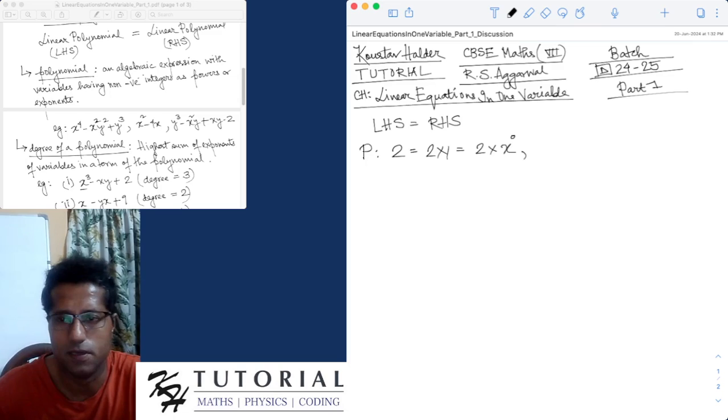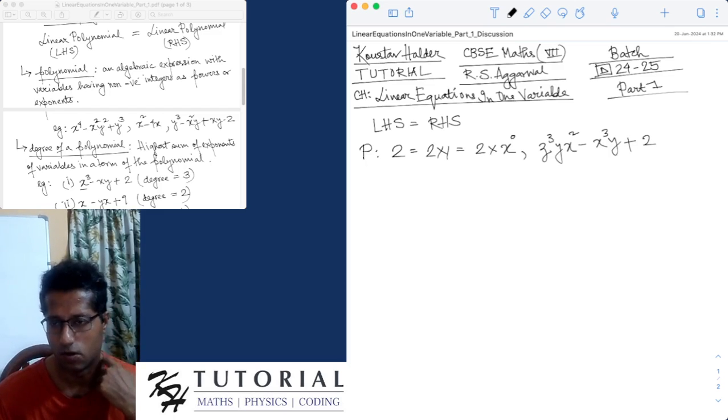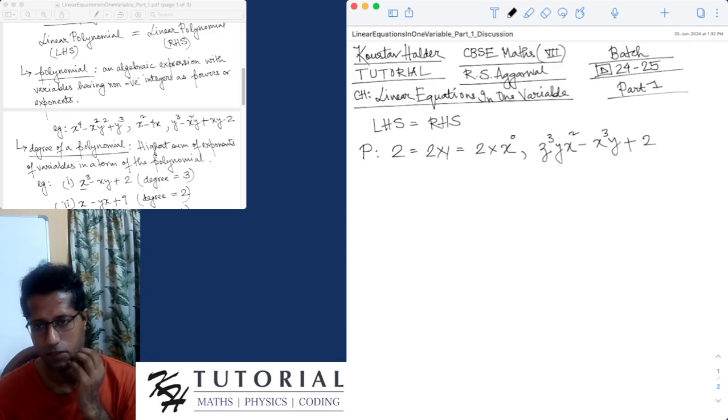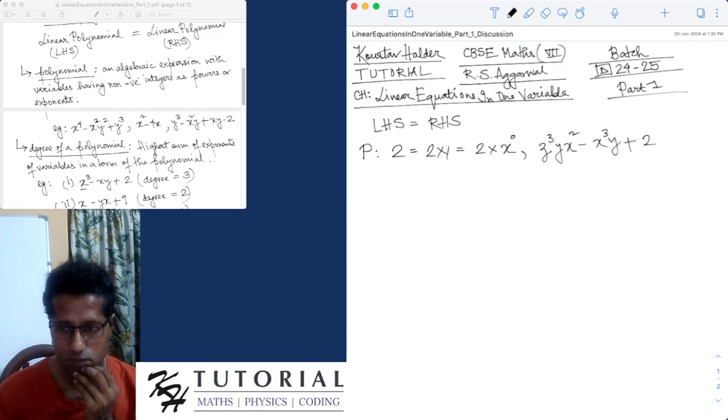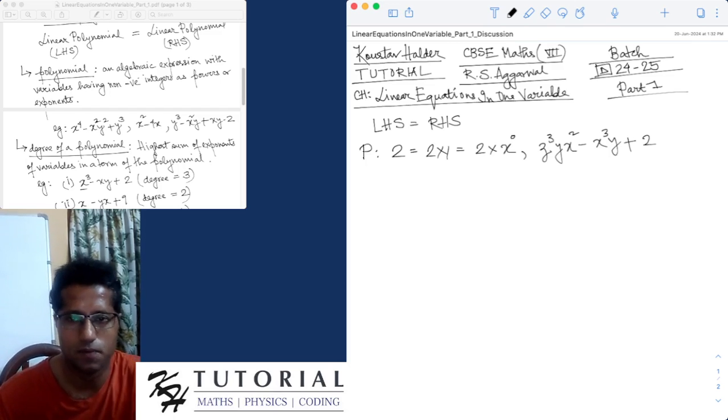Another one could be, say, z cube y x square minus x cube. Wherever you see variables, the variables must have a power or exponent which is a non-negative integer, that is, the integers 0, 1, 2, 3, 4, like this. So I hope it's clear what is a polynomial.